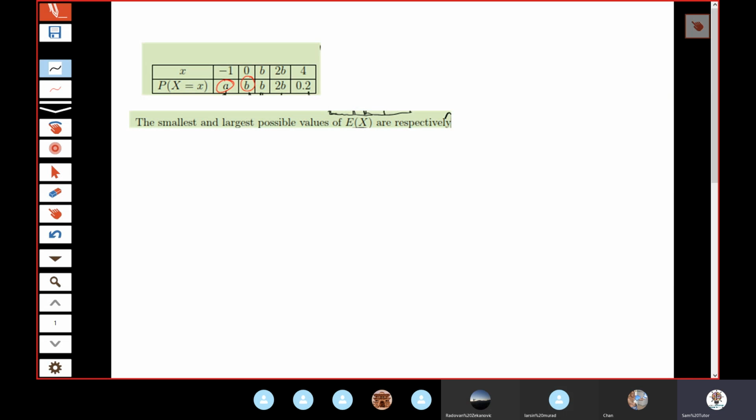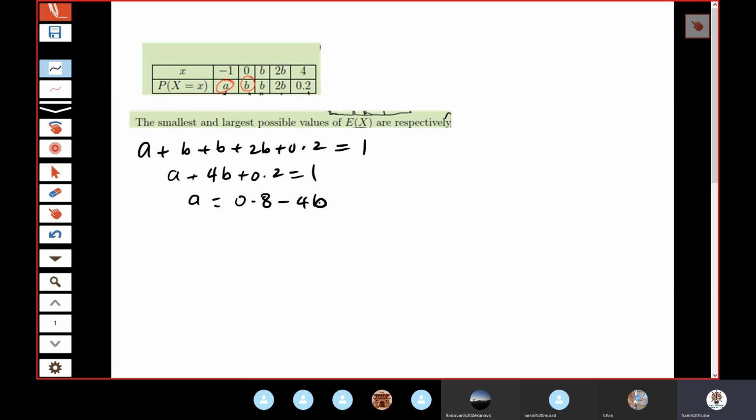Okay, so we're trying to find the smallest and largest possible values of E(X). First thing we realize: a plus b plus 2b plus 0.2 must equal 1, which means a plus 4b plus 0.2 equals 1. Therefore, a equals 0.8 take away 4b.